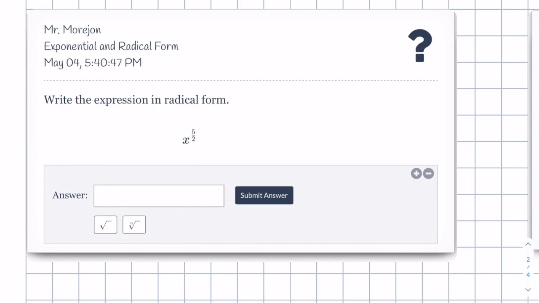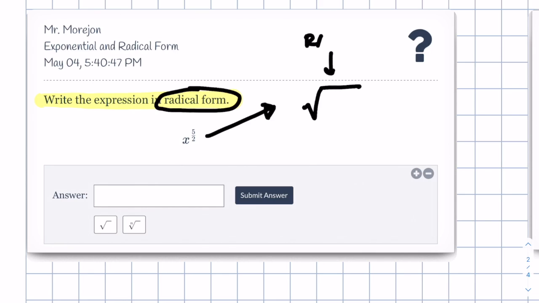So the first one says, write the expression in radical form. Okay, so what do they mean by radical form? They want you to turn this into something that looks like this, a radical. Okay, so this is called a radical. Okay, so how could I do that?